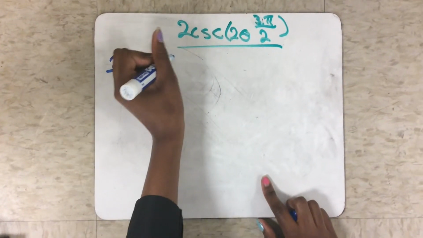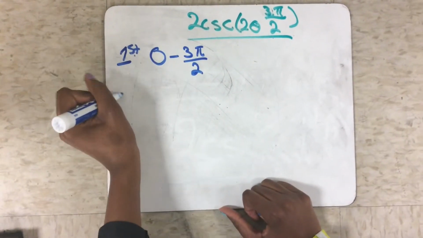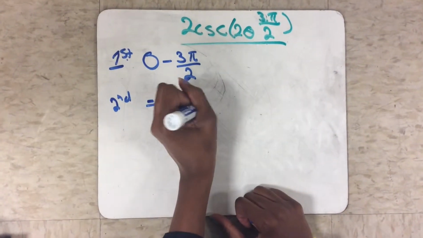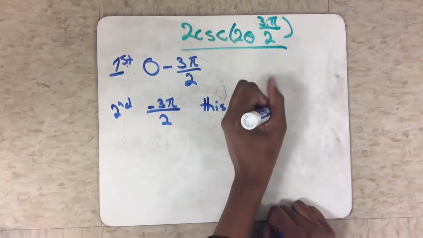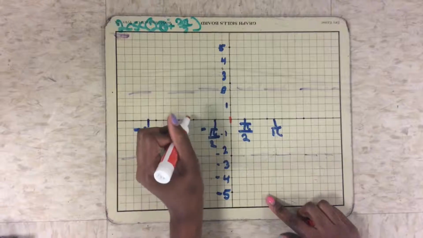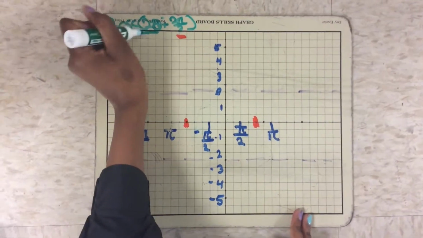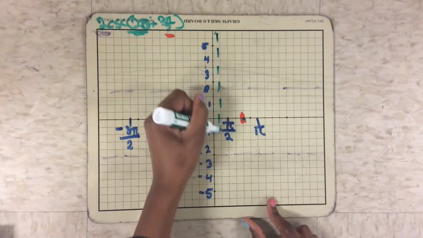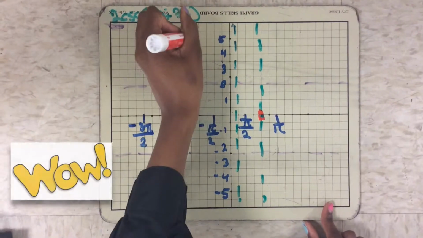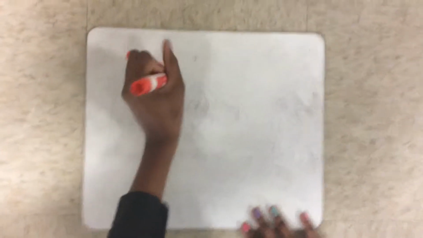You calculate your shift by subtracting 0 from 3 pi over 2. And your answer will be -3 pi over 2. So your shift will be -3 pi over 2. Now we can finish graphing. So we know our endpoints, so just mark where your endpoints will lie and then sketch your asymptotes. After you sketch your asymptotes, you just sketch out the graph, and that's it.